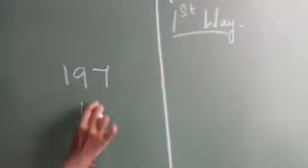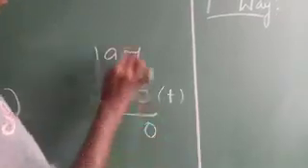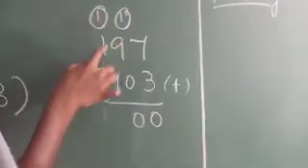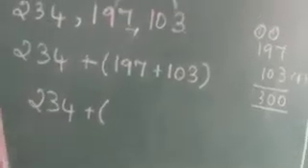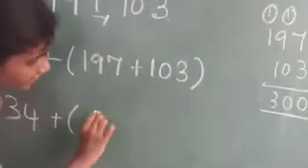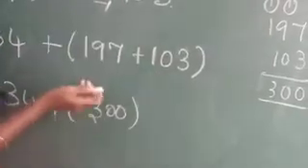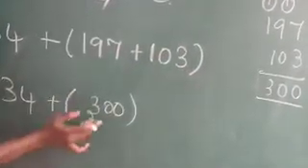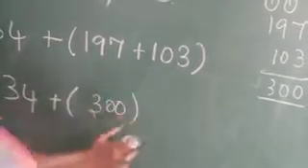If you add, what will you get? 197 and 103. So 7 plus 3 is 10, 1 plus 9 is 10, 1 plus 1 is 2, 2 plus 1 is 3. So if you add 197 and 103, your answer will be 300. That is, it is rounded off to 100. So when we add the numbers, the answer comes in hundreds. So 300 is nothing but 3 into 100. So this is rounded off to 100.